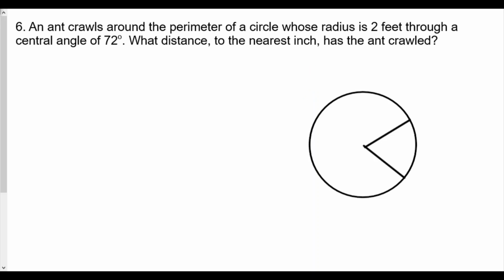All right, so let's label some of these things here. Here we have 2 feet, and our central angle, in this case, is 72 degrees. So 72 with a little o here, to make it look like a degree symbol. And so the ant's walking around this circle, and the portion of the circle it's walking around is going to be this part here. And so this is an arc length.